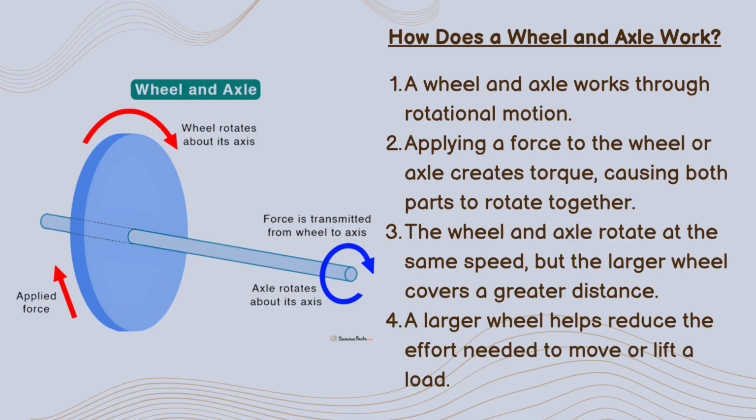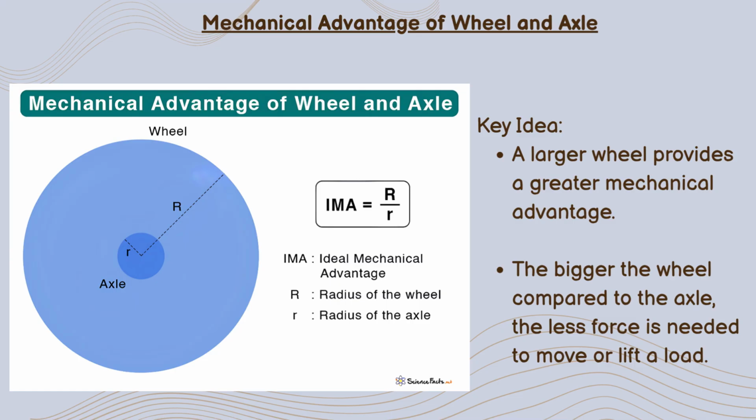Some real life examples of a wheel and axle: we have a steering wheel, wherein turning the large steering wheel rotates the smaller steering shaft to change the direction of the car. We also have the doorknob. Turning the knob, or the wheel, rotates the spindle, or the axle, to open the door. And the last one is the water well, wherein turning the wheel winds the rope around the axle to lift a bucket of water.